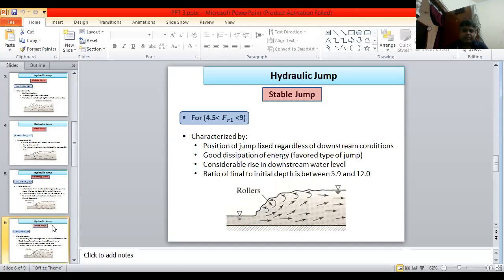Step by step, first one is the undular jump. The initial depth will be high, and step by step the initial water depth will decrease. That means energy dissipation is considered in a steady jump.